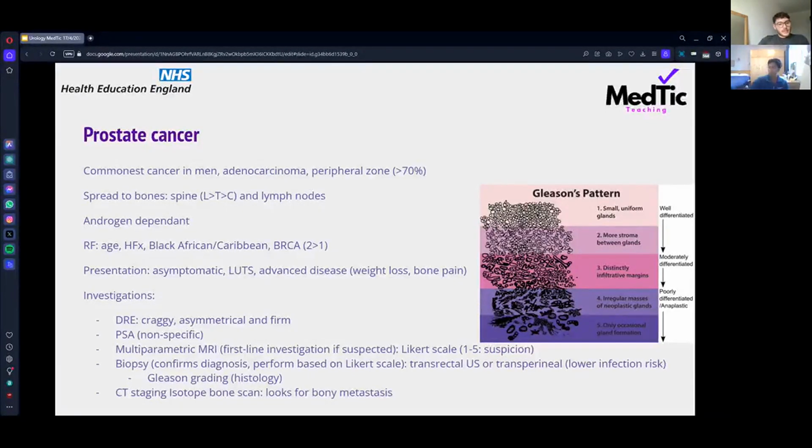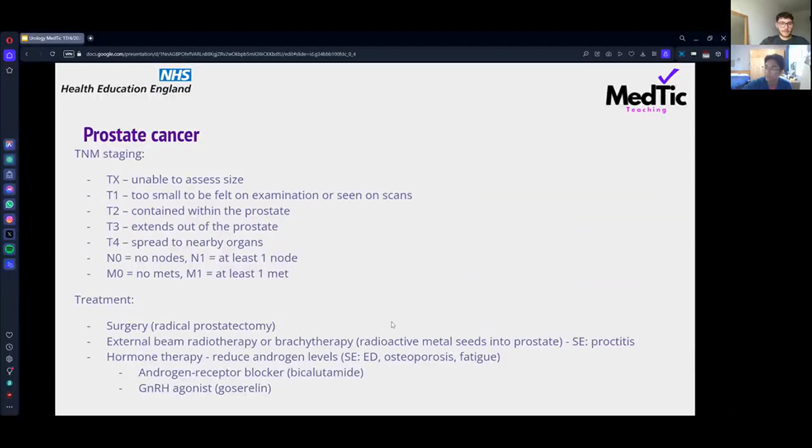And then you'd also consider further staging, such as CT staging and bone scans, essentially looking for metastases, specifically within the bones. So, next slide. Use the TNM for staging.